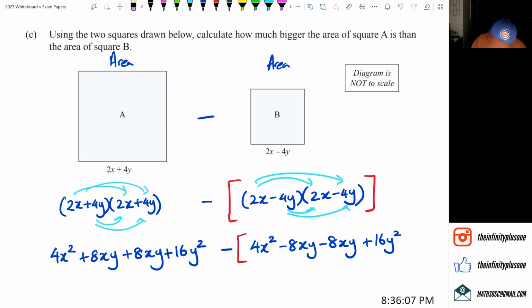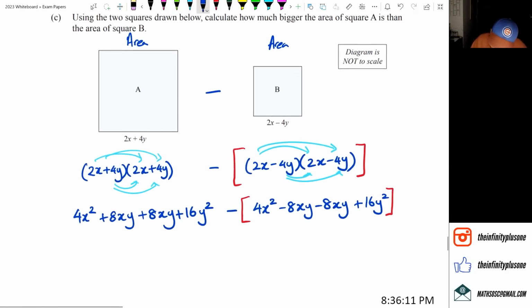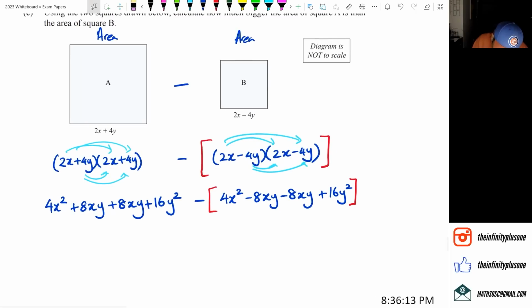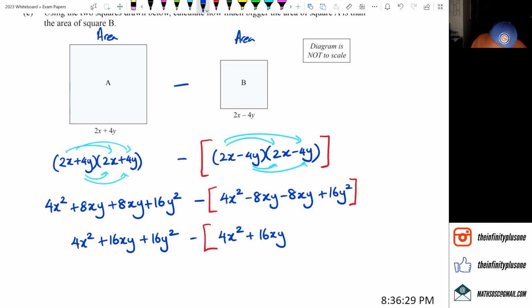Red bracket, there we go. Okay, next part I'm going to do is simplify both of these quadratics. So I've got 4x squared plus 16xy plus 16y squared minus, I'm going to have my little red bracket out there, and inside this red bracket I've got 4x squared minus 16xy plus 16y squared.